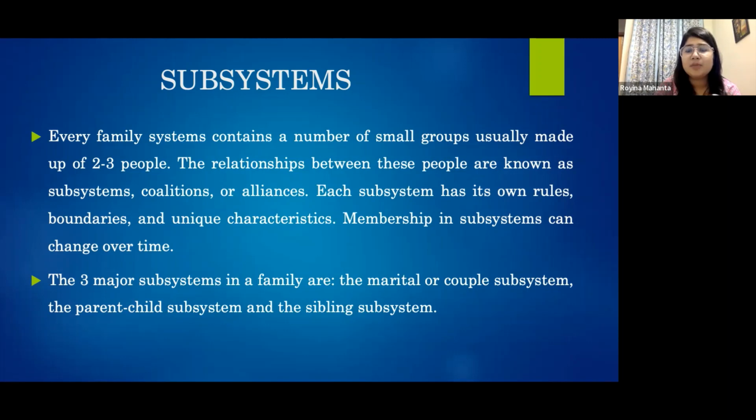The relationships between these people in terms of subsystems are seen in terms of coalitions or alliances as well sometimes. And each subsystem has its own set of rules, boundaries, and unique characteristics.